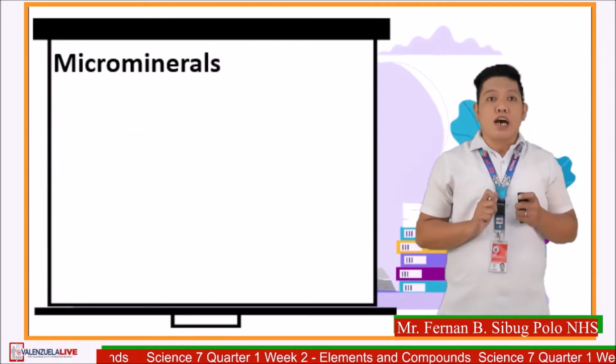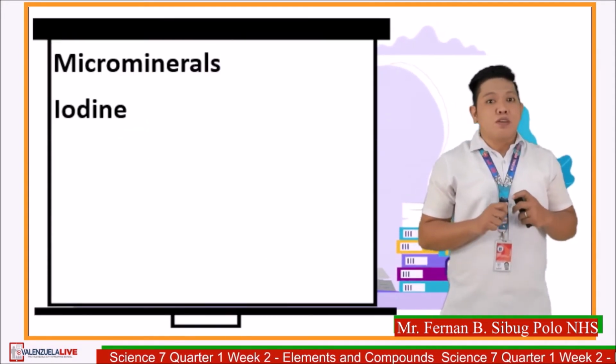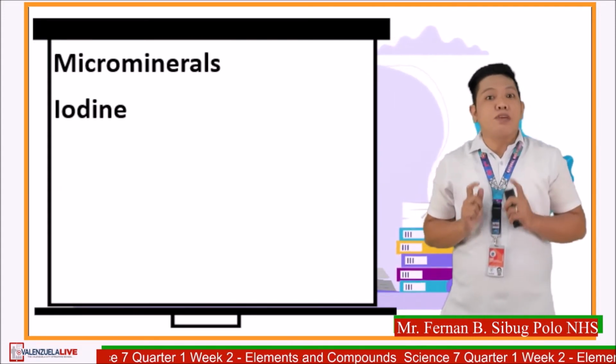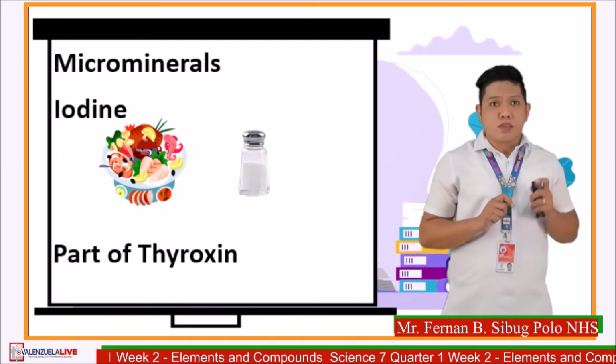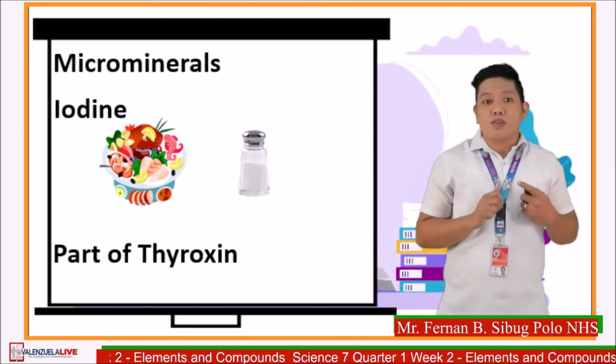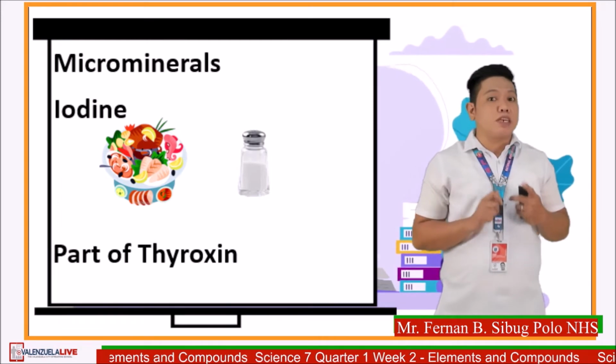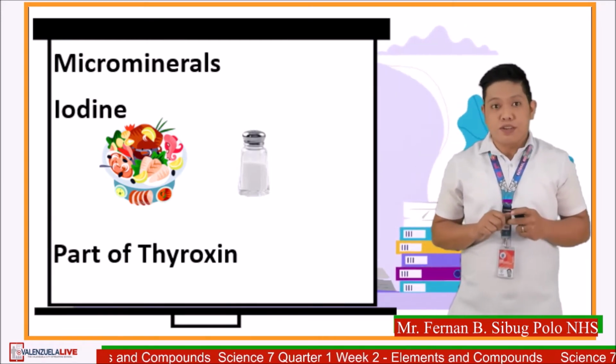And we also have iodine. Iodine is also a micromineral which can be found in seafoods and iodized salt. Iodine is part of thyroxine, and deficiency of this mineral may result in goiter.